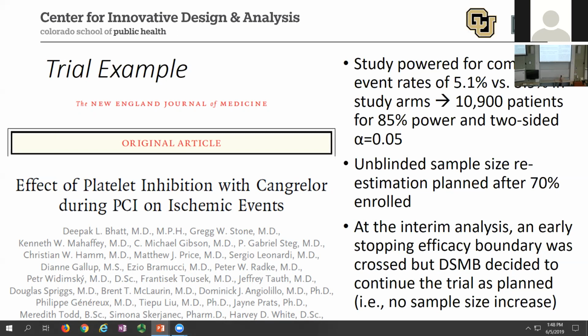But this just serves as an example that a large study in this case planned in advance for an interim analysis at 70% to potentially alter the trajectory of their trial. It might be something to consider if you have uncertainty around your estimates and want to safeguard against the potential for having an underpowered study.